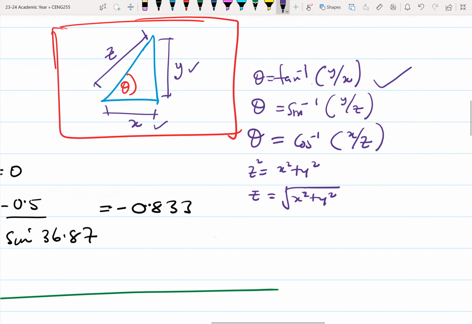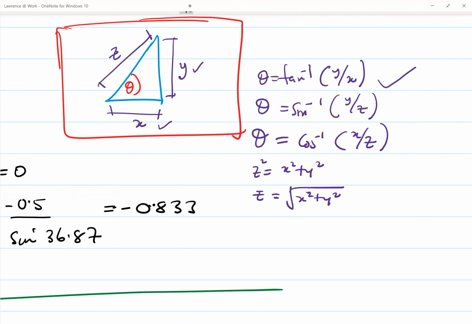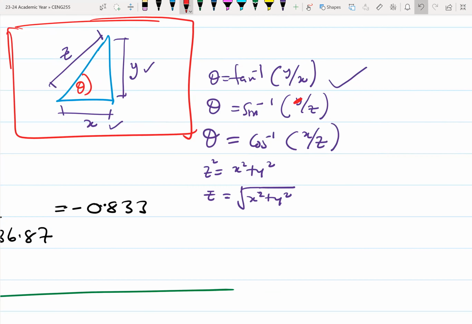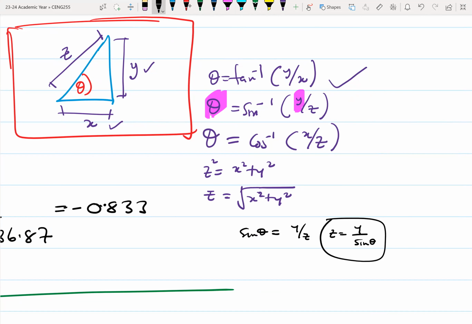If you know theta and you know y, for example, you can find z. Let's say sine theta is equal to y over z. So it means that z will be equal to y over sine theta. So you can use these different approaches to find the length of the different members. Okay, so let's go back.